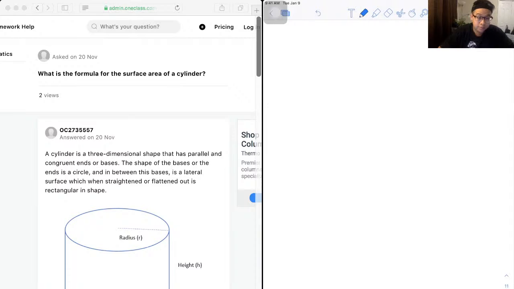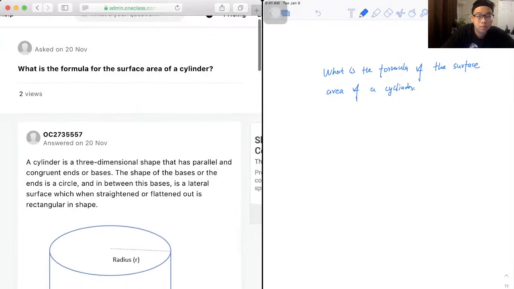So coming up, we're asking what is the formula of the surface area of a cylinder.